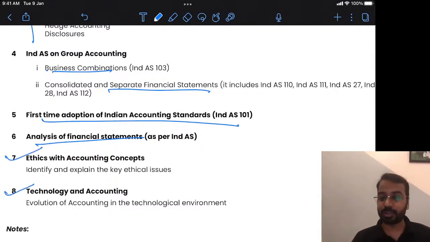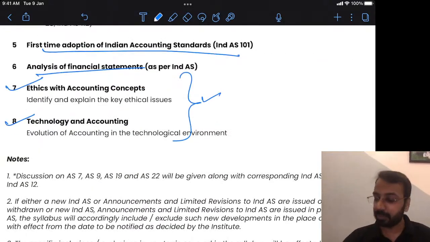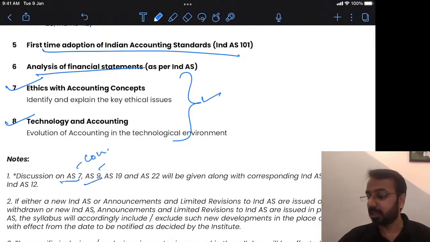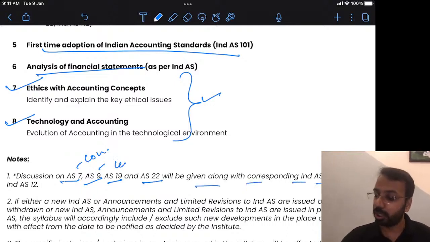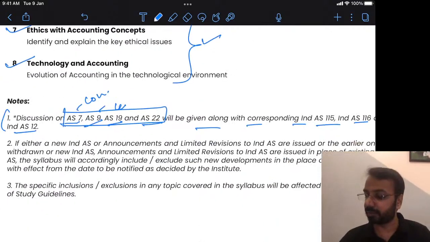So they have added 2 more chapters which I need to record maybe for the CA final students. And discussion on AS 7, this is construction contract, AS 9 revenue recognition, AS 19 leases, and AS 22 will be given along with corresponding Ind AS 115, 116 and Ind AS 12. So you need to have an understanding of these standards as well, nothing very different.